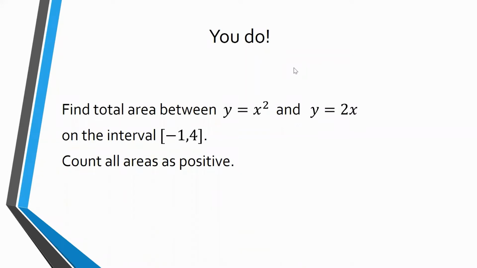Let's try this problem of finding the total area between y equals x squared and y equals 2x on the interval from -1 to 4. That interval is a closed interval. We are going to count all areas between the curves along that interval as positive.